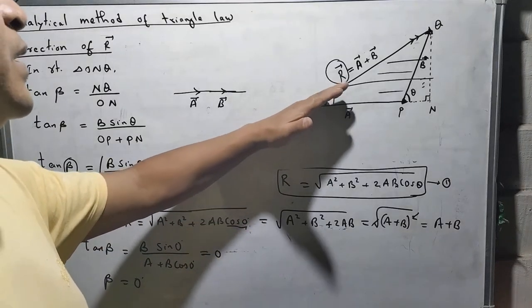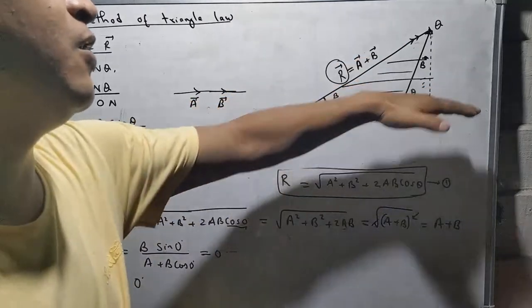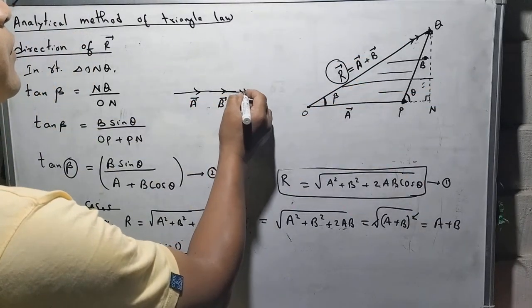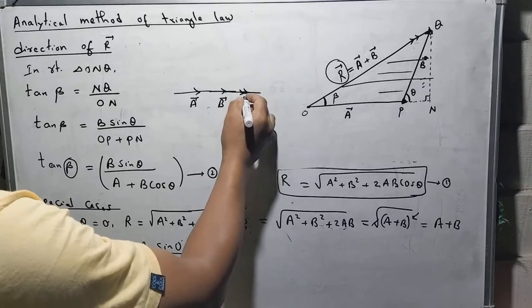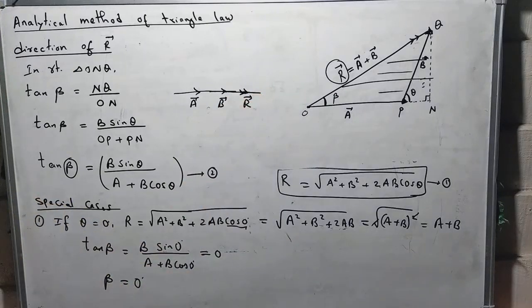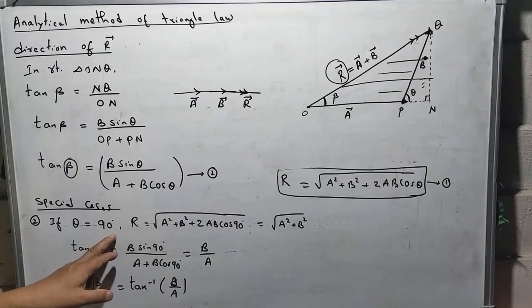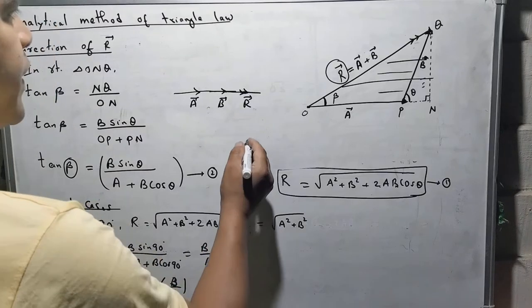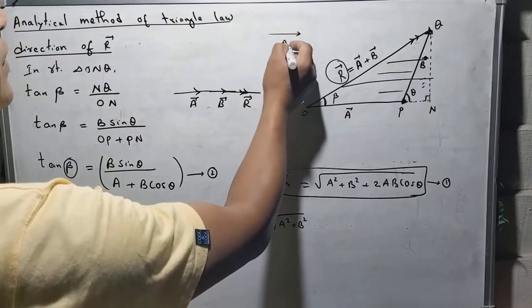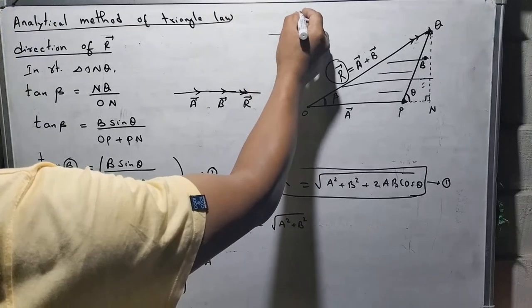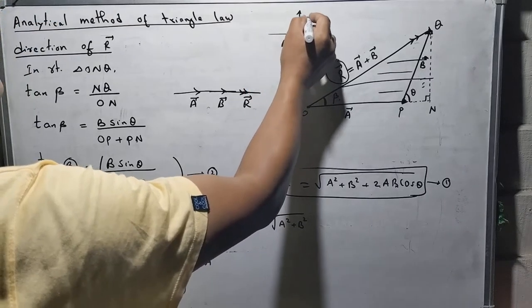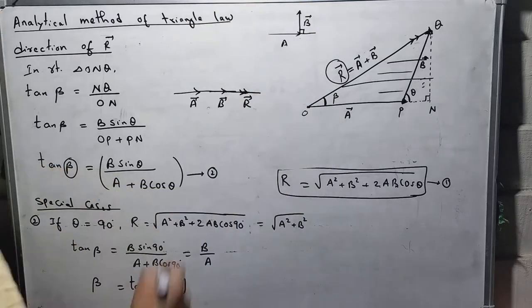It means this R also is acting along the two vectors A and B. Okay. So this is the first case. Second case is if theta is equal to 90 degree. That means if vector A is acting in this direction, vector B is acting like this. So the angle between them is 90 degree.